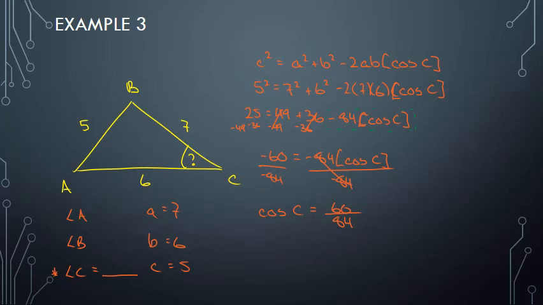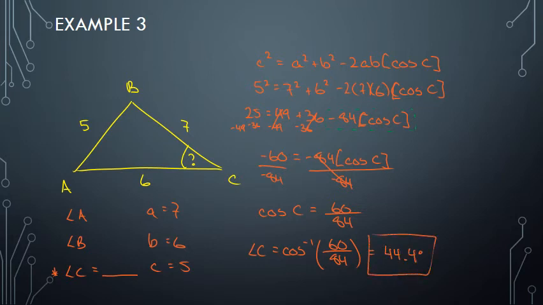Now I don't want cos C, I want angle C. So this is where you go into your inverse. Whenever you're finding the angle, everybody, we always do our inverse. We're telling the calculator to go backwards. So cos negative 1, the inverse cos of 60 over 84. And what's that end up being? Well, it ends up being 44.4 degrees if I round to one decimal place.